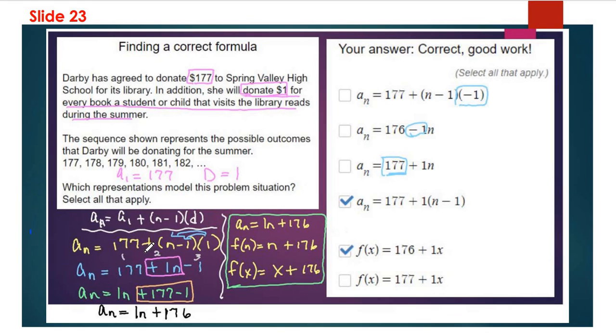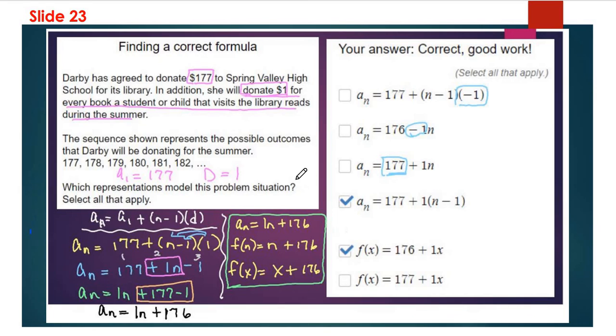Now, we have distributed and we've simplified. Now we're going to replace the a sub n with f of n, or f of x. Remember, you do not have to put a 1 right here, but it's perfectly fine if you write the coefficient of 1 on each one of these. The only thing you have to remember is if you put an n here, it must be an n here. If you put an x here, you must have an x here.